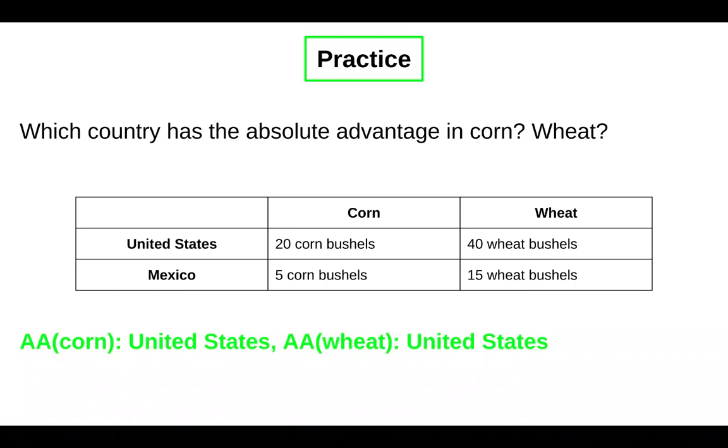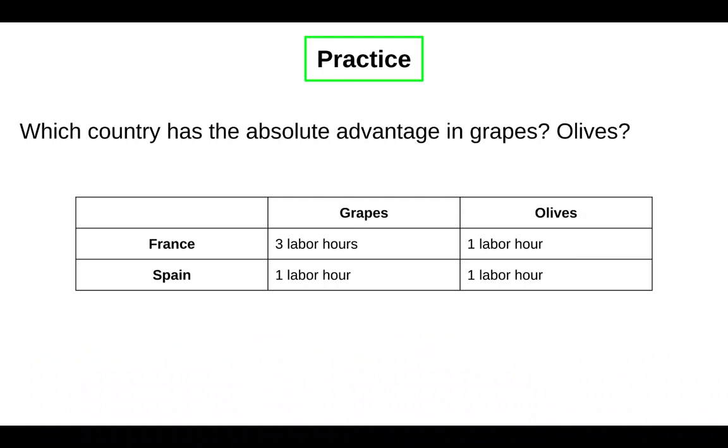All right, let's do it again, this time with the France-Spain question. Which country has the absolute advantage in grapes and in olives? So pause the video and see what you come up with.